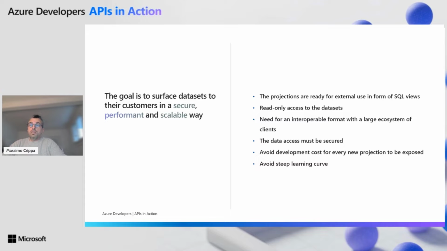It's mandatory, extremely important, that data is secured, so secure access, for example, going via Entra ID. They do want to avoid development cost for every new view or every new partner. And for their developers, they do not want a steep learning curve, so no need to use Kubernetes and that kind of complexity. They want something very simple.